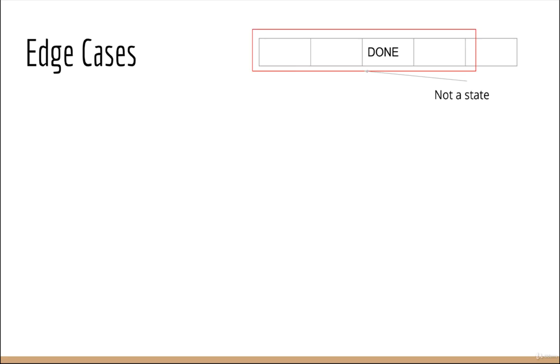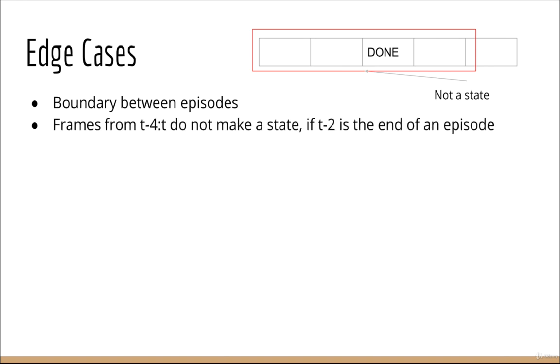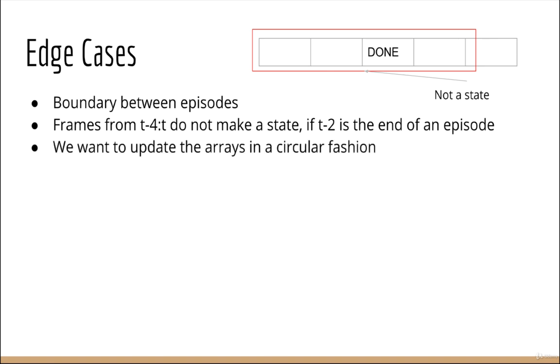Now, of course, there are all sorts of edge cases you have to deal with. For example, what happens at the boundary between episodes? We can't just look at the frames at index t-4 up to t if the index at t-2 is an episode boundary. In addition, we'll want to update the arrays in a circular fashion. This is because our array is pre-allocated and is of fixed length. So once the array is full, we'll just go back to the beginning.